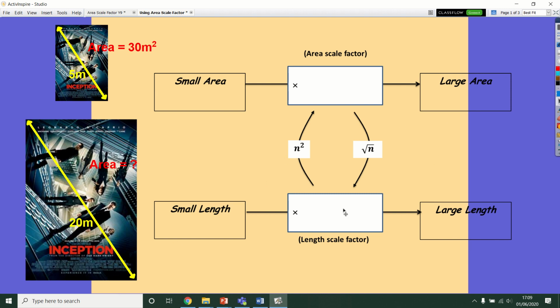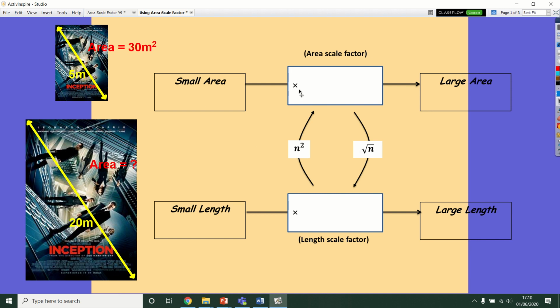So on the bottom row of this template, these are where all the lengths go. Small length for the small shape, large length for the big shape, and the length scale factor there. On the top, these are all areas. So small area for this shape, large area for this shape, and the area scale factor in the middle. And then remember, we've got this fact that links the scale factors together, which is you square to get from length to area. If I want to go backwards along that, you can square root to go back again. So depending on which way you go, up and down, you can use either of these two arrows.